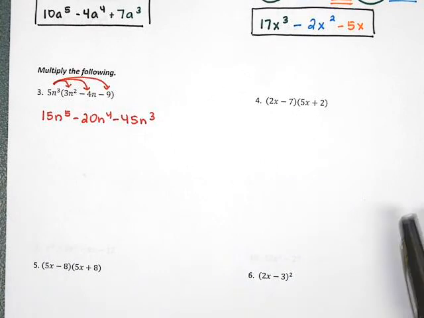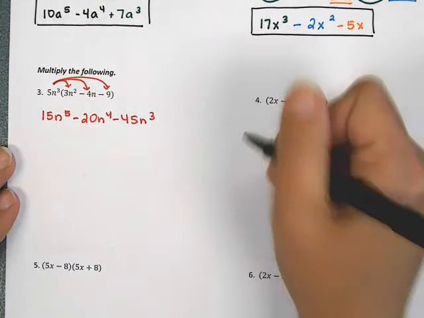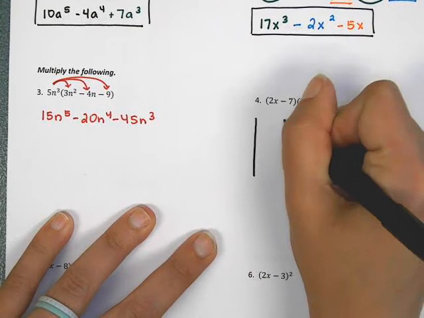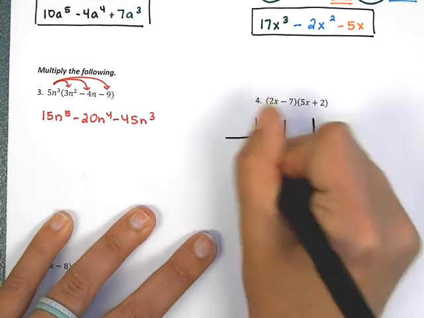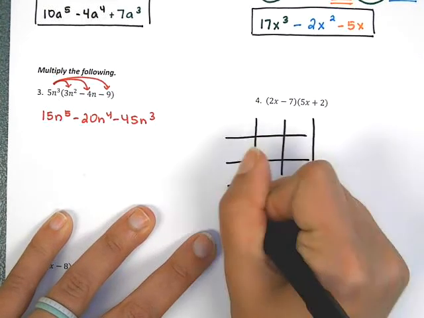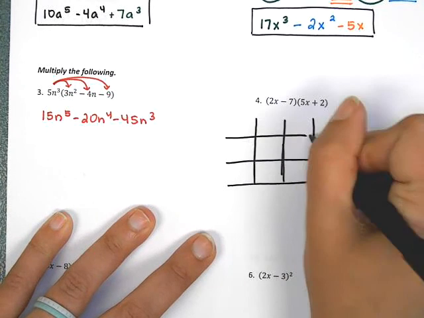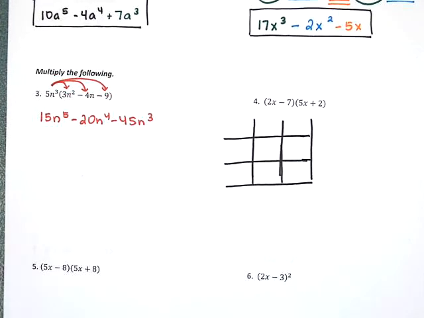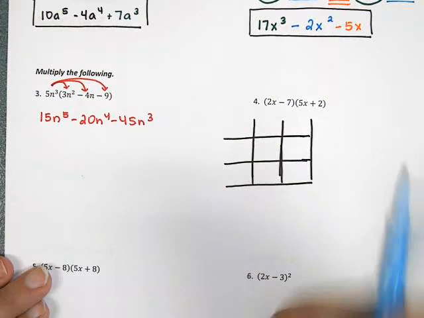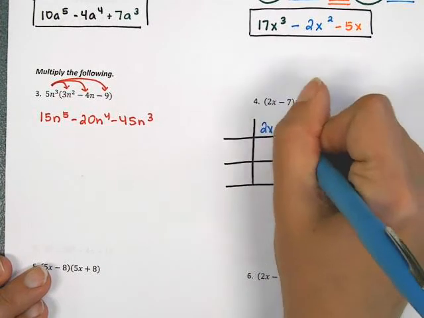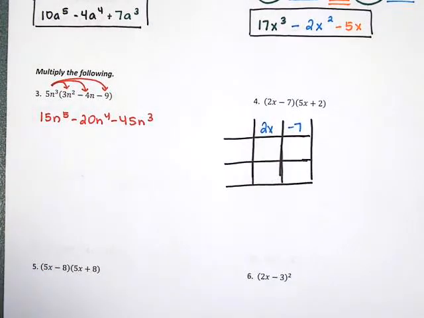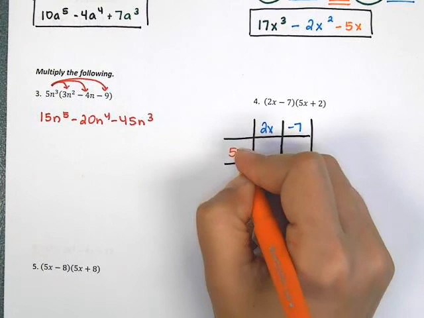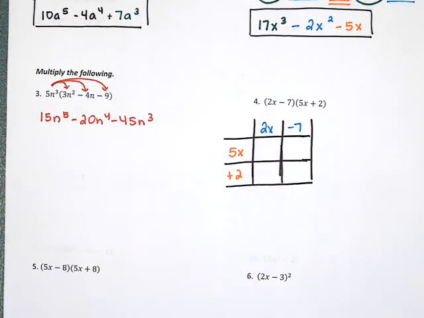In problem 4, where I am distributing more than one term, we said the box method is a good way to organize that. Because in my experience, a lot of students have trouble with organizing their work. So we would write the 2x minus 7 on the top. We would write the 5x plus 2 on the side. And we would fill in our boxes.